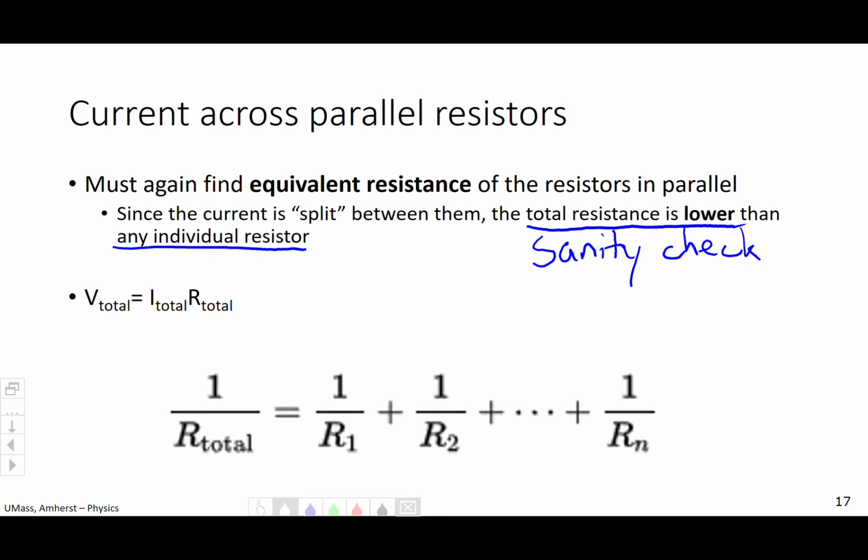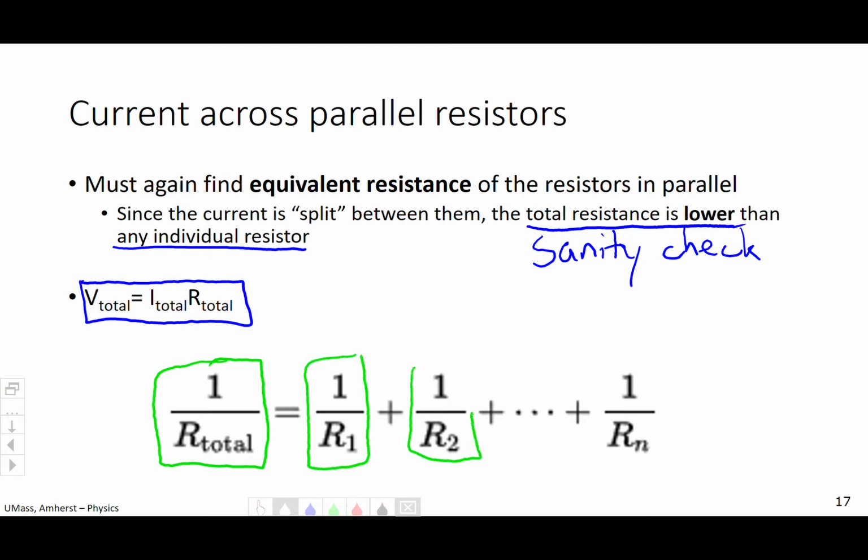All right. If the total resistance is not lower than any individual resistor in the circuit, then you did something wrong. Okay. In order to find the equivalent resistance of the resistors in parallel, which we need for our overall Ohm's law, which we have to do first for the equivalent circuit, the inverse, be really careful with this. The inverse of the total resistance is equal to the sum of the inverses of the originals. So 1 over the resistor plus 1 over the other resistor equals 1 over the total.